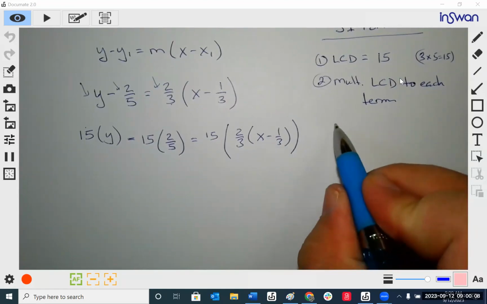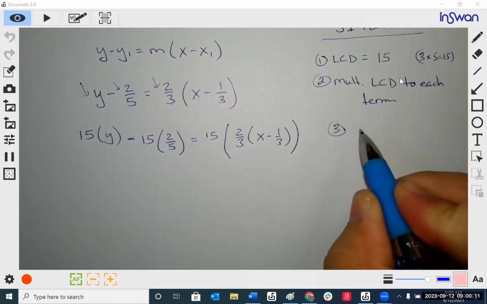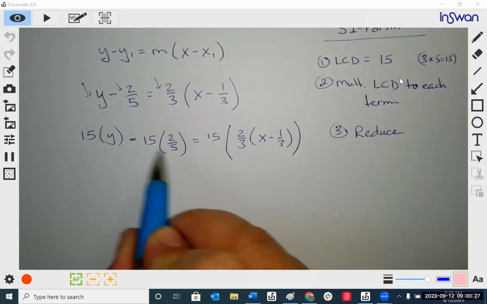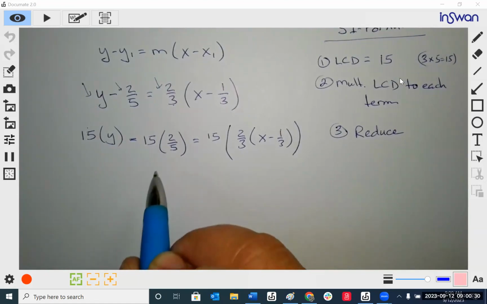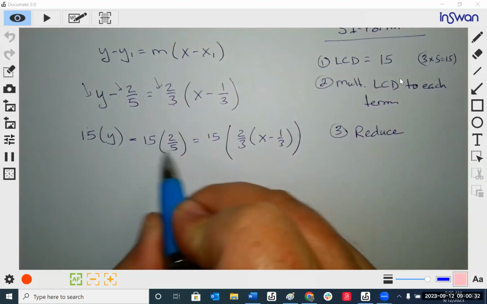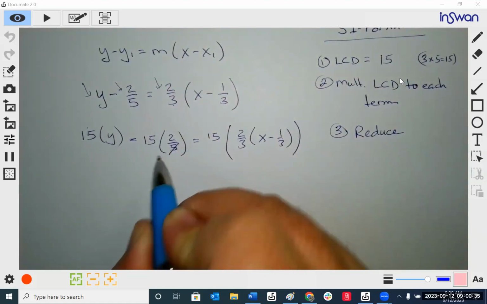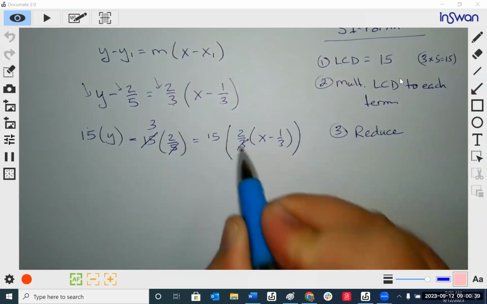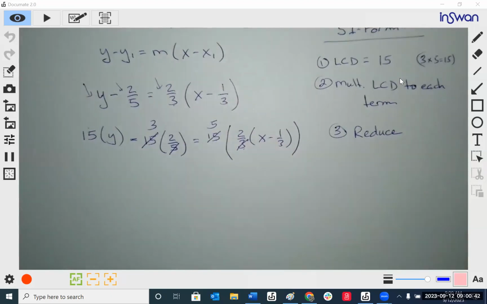What's the third step? Reduce where you can. What can you do here? How many times does 5 go into 15? 3 times. And 3 goes into 15, 5 times.